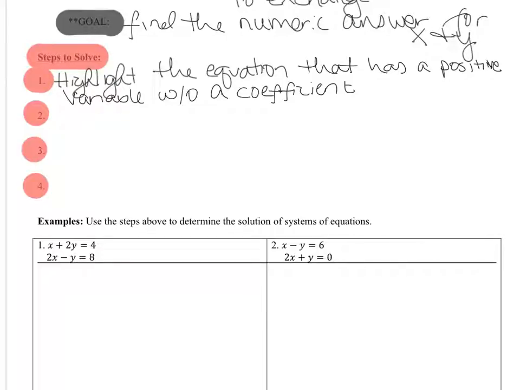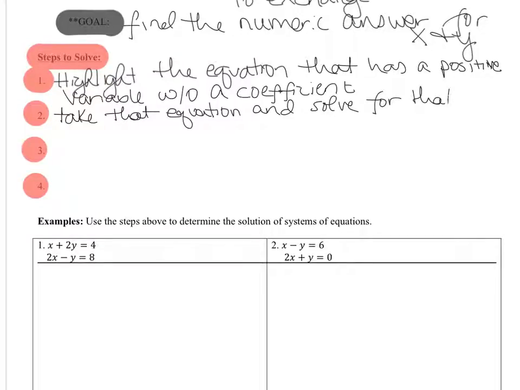Step 2, take that equation and solve for that variable. So I'm going to take the equation that I highlighted, and I'm going to get whatever variable was positive without a coefficient by itself. That's what step 2 tells me to do. Step 3 needs a star. Step 3 is the hardest part. If you can do step 3, you are golden.